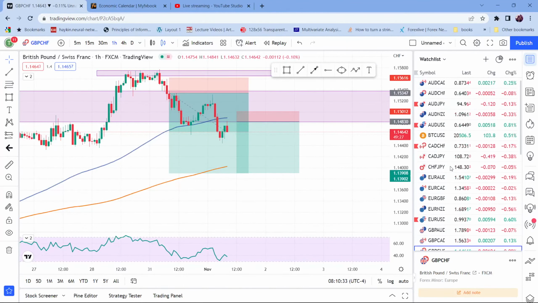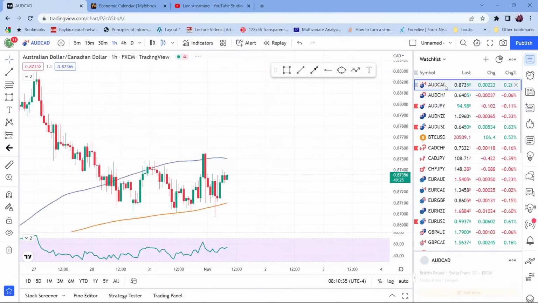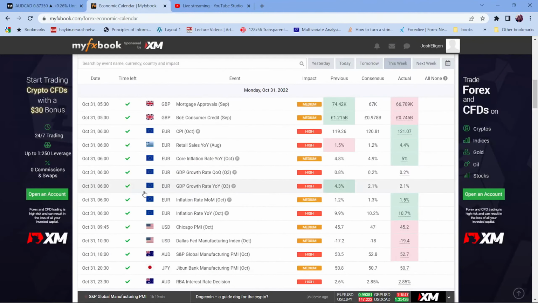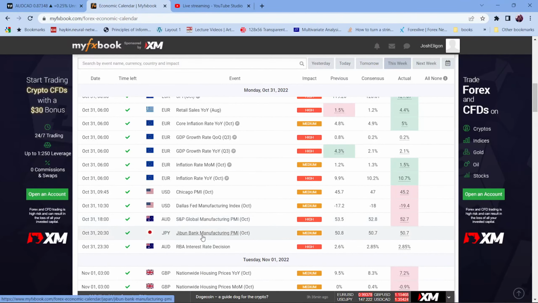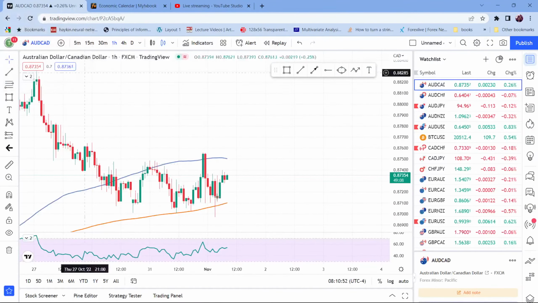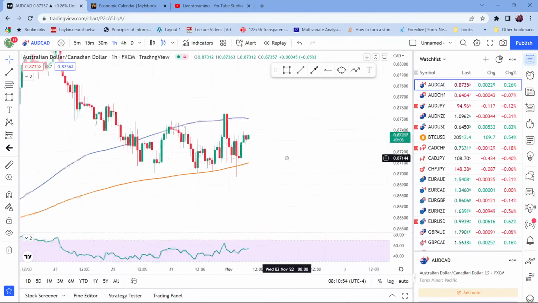Yeah, but overall, in terms of the fundamentals for all the other currencies, the euro really didn't do much. We had the RBA interest rate. We got that increase by 25 basis points, but that didn't do much in terms of the overall movement on the charts, right? We saw that it didn't really do anything.